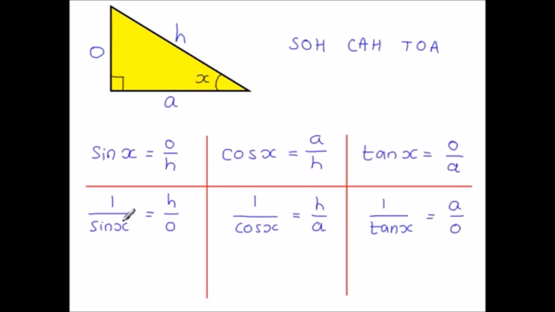1 over sine x is called the cosecant or cosec of angle x, which is equal to h over o. 1 over cos x is referred to as secant x or sec angle x, equal to h over a, and 1 over tan x is the cotangent of x or cot x, equal to a over o.